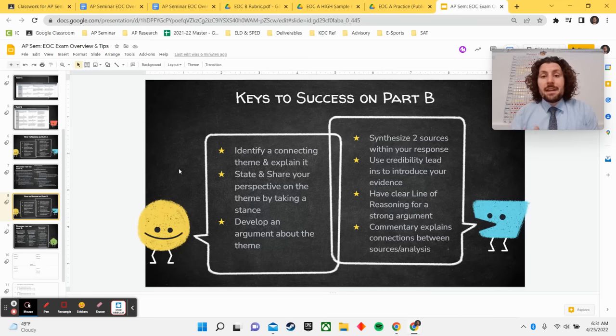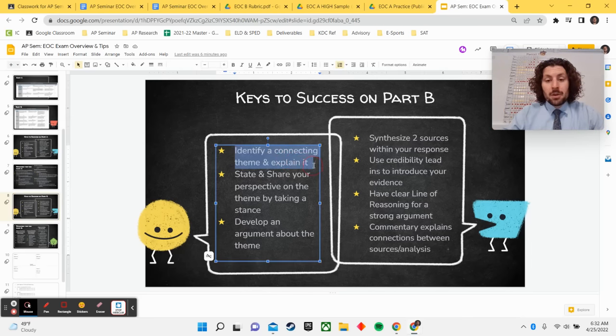So if you have done that, the keys to success on Part B are going to be very, very similar to our performance task 2 and the stimulus materials that we work through. You have 4 short sources, and you're going to want to read and identify the main idea of each source, and then identify what is the theme or the concept that's connecting all of them.